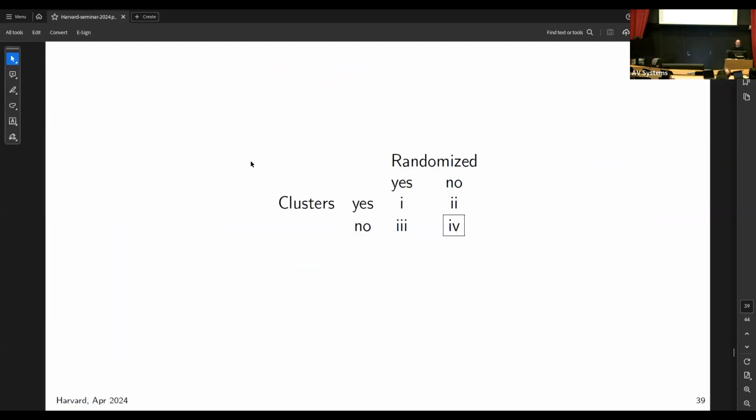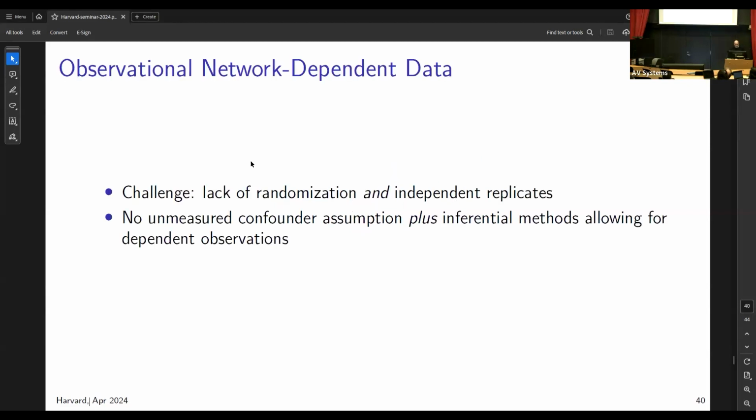So the last cell of the 2x2 table is the hardest problem: observational data on a network. This is hard because you don't have the benefit of randomization, so you can't leverage that. And you also don't have independent replicates. You don't have clusters or groups, so you can't leverage that either. So that's a much harder problem. You'll need some sort of inferential method that adjusts for confounding and allows for dependent observations. And there has been some work done on this.